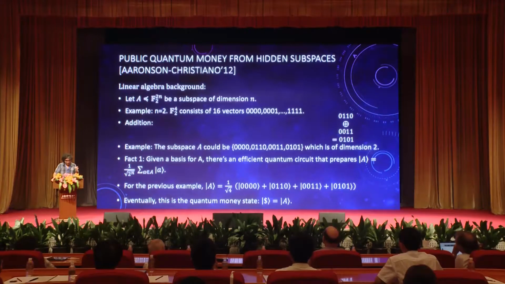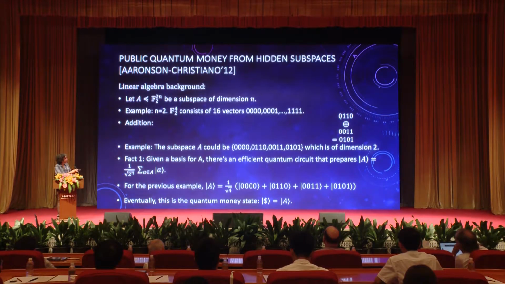Suppose A is a subspace of F2 to the 2n, a subspace of dimension n. I'll just give an example. F2 to the 4 consists of the vectors 0,0,0,0, 0,0,0,1, up to 1,1,1,1. And addition in F2 to the 4 is done pointwise. So here we have an example.